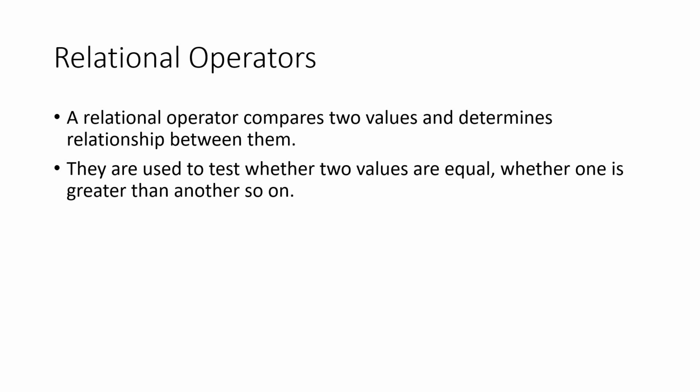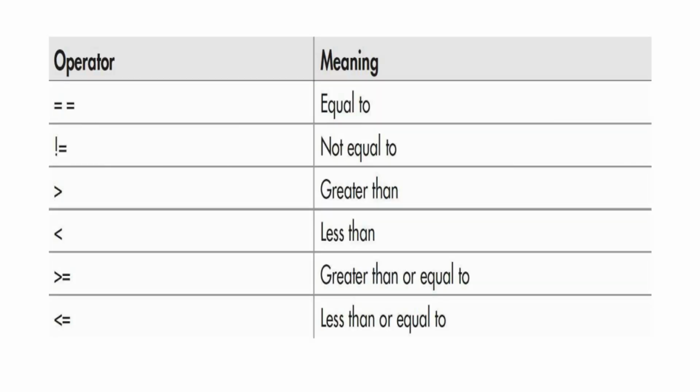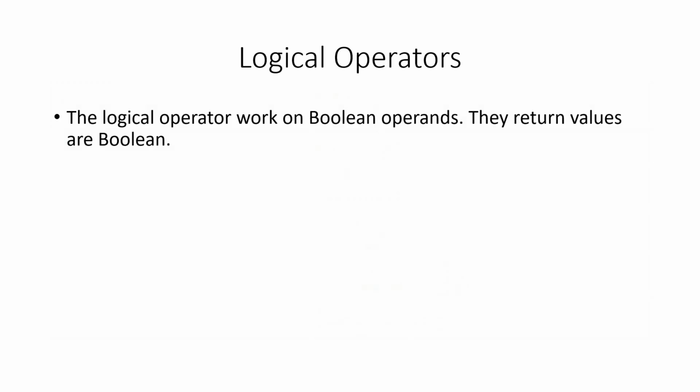So what is the relational operator? A relational operator compares two values and determines the relation between them. For example, if we want to compare two different numbers, whether A is greater than B or A is less than B, that is what you can do by using relational operators. The different types of relational operators are equal to, not equal to, less than, greater than, greater than or equal to, less than or equal to.